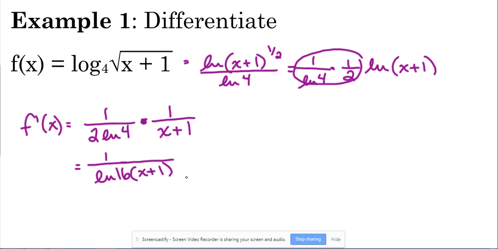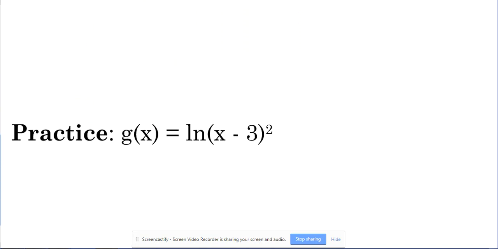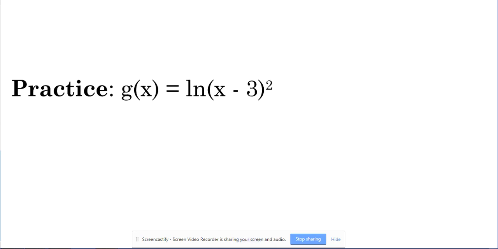And that's it, okay? So we took something that looked really, really complicated right here, rewrote it using our properties of logs, and then it was super, super easy to take the derivative of it. Okay, so pause the video, practice with this problem, similar idea, actually a little bit easier because it's just got the natural log, but pause it, work it out, and then come back and see if you did it right.